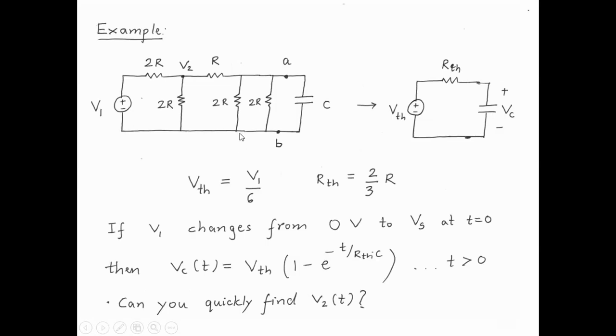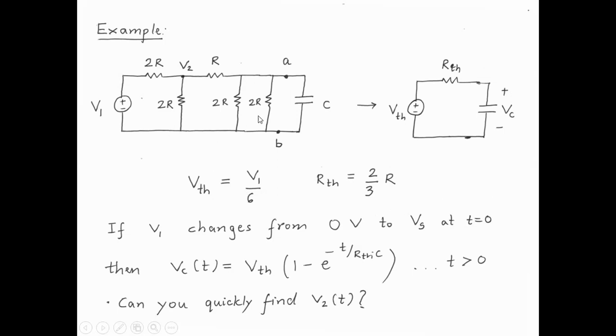Okay, on another example. Here the question is the same. V1 is suddenly changing from 0 to Vs at t equal to 0, and we are asked to find the capacitor voltage as a function of time. So here what we do is we simply replace this whole thing by its Thevenin's equivalent. So it is Vth, Rth across AB, and the C stays the same. Because we are asked to find the voltage across the capacitor, we can transform the rest of the circuit into a Thevenin's equivalent.